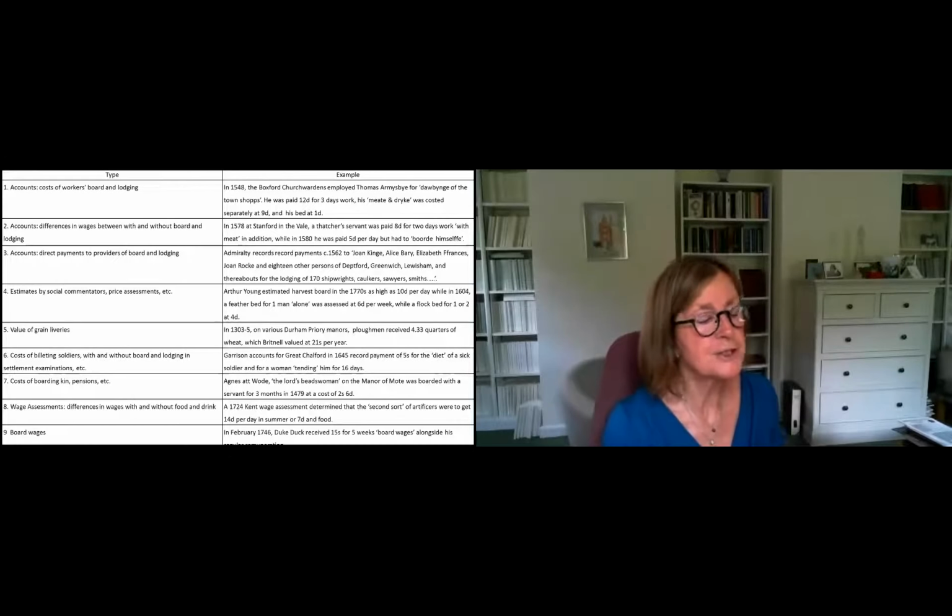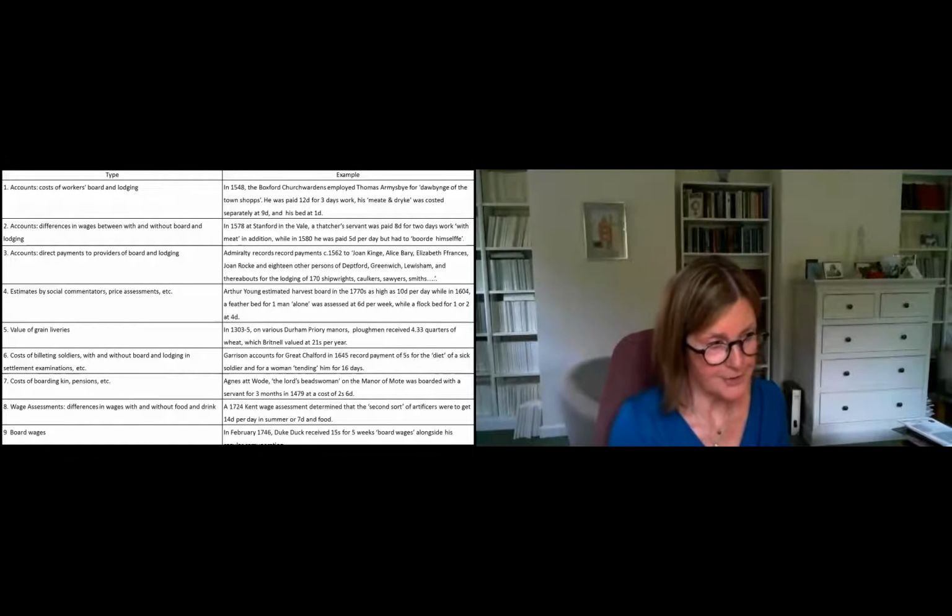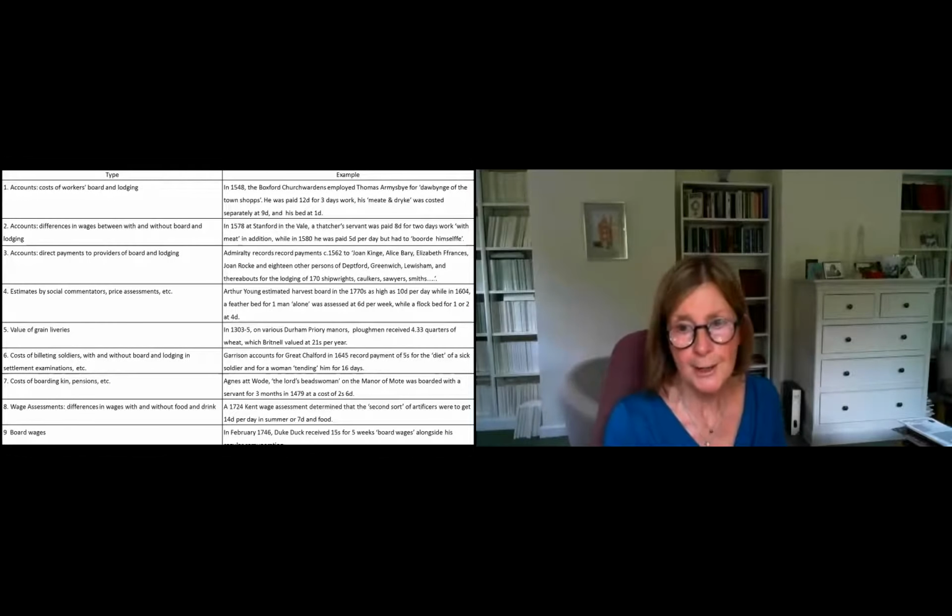And my final type of observation are board wages, which were provided to servants when employers closed up their houses, but they wanted to retain the services of those servants. So they provided them with an allowance to board and lodge themselves in the absence of their employer.